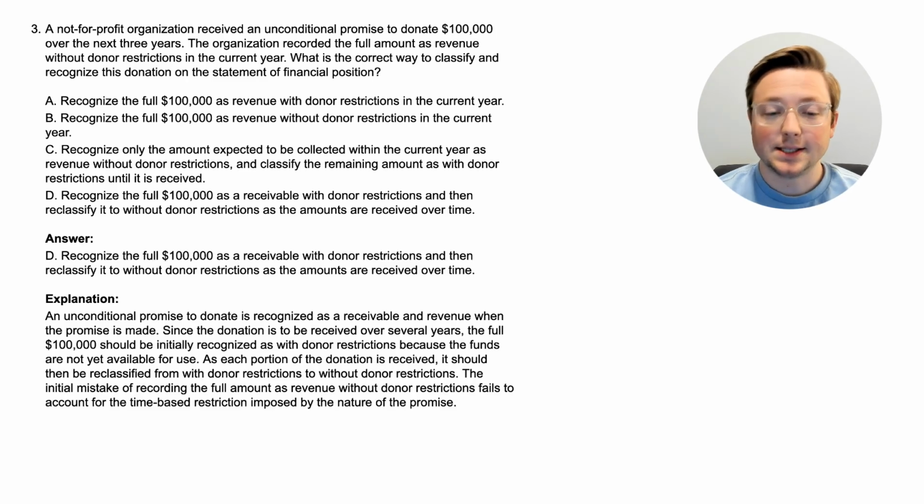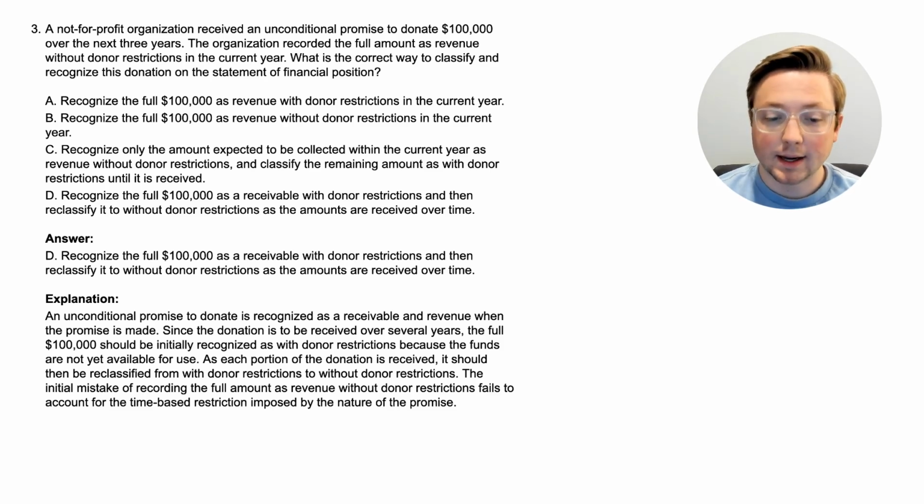All right, the answer is D. You have to recognize the full $100,000 as a receivable to start with donor restrictions, and then you reclassify it to without donor restrictions as the amounts are received over time. So, for example, in this case, the first year you would receive $33,333.33 technically, if you want to get exact, because over 3 years that would add up to $100,000. So that is the amount that would be moved from with donor restrictions to without donor restrictions once they received the money. But that's not part of this question. It's not saying that they've received any yet.